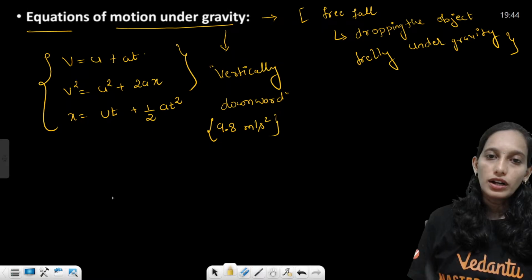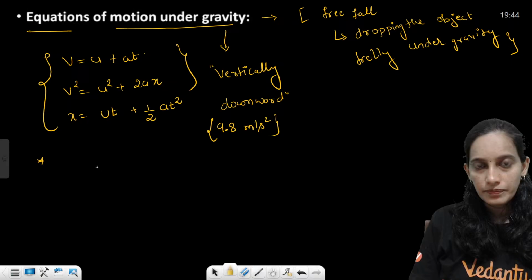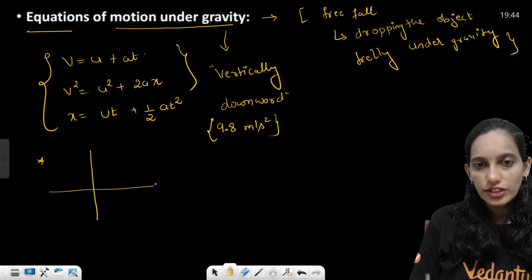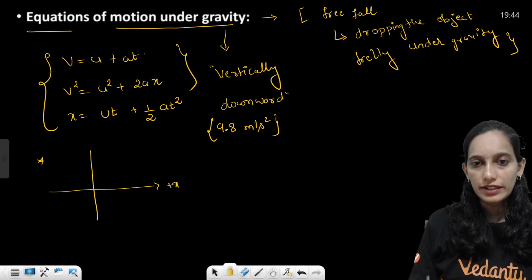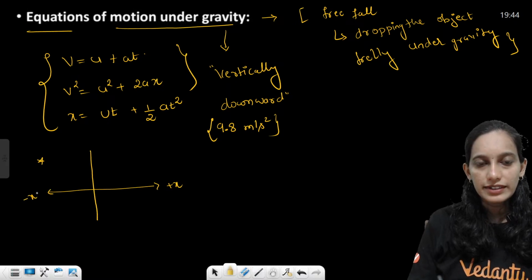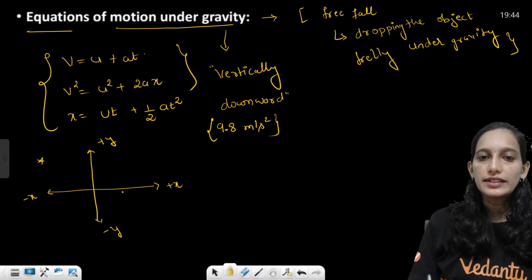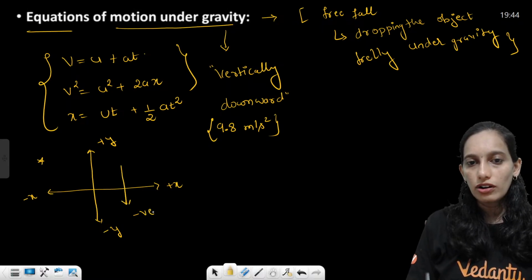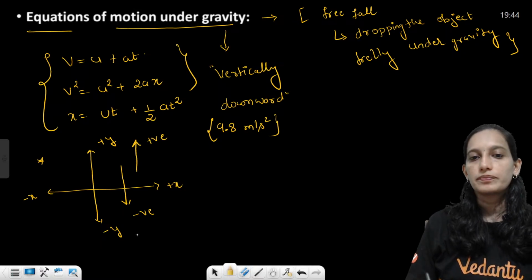Now, I will stick to a sign convention. If you consider your coordinate axis, this is our plus x, this is our minus x axis, this is our plus y, this is our minus y axis. Correct? So the vertically downward direction, this direction, we always take as negative, and the upward direction we always take as positive.